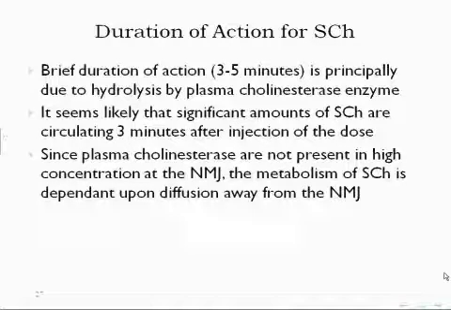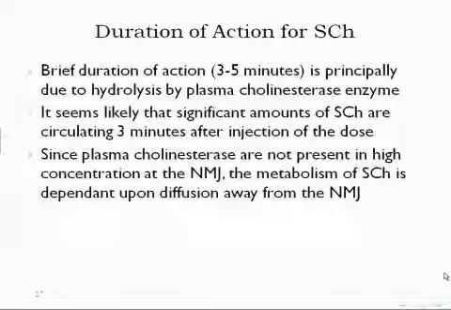All right, I'm going to start back up. I'm going to have to try to pick up the pace. I'm going a little too slow. A lot of slides. Yeah. All right, so let's go back to succinylcholine.